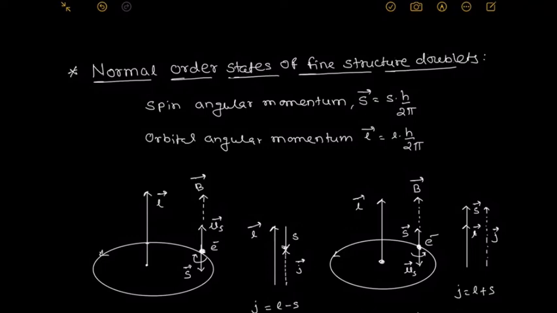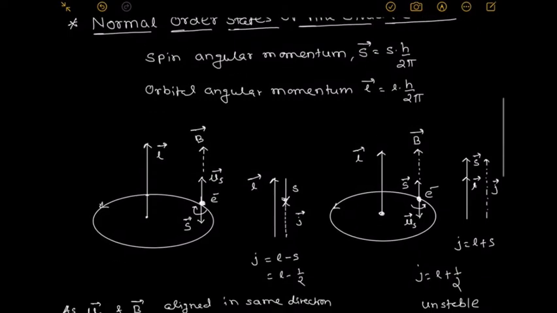In that, the spin angular momentum is an integral multiple of h divided by 2 pi, where that integral multiple, small s, is known as the spin quantum number. The orbital angular momentum also possesses an integral multiple of h divided by 2 pi. That integral multiple, small l, is known as the orbital quantum number.